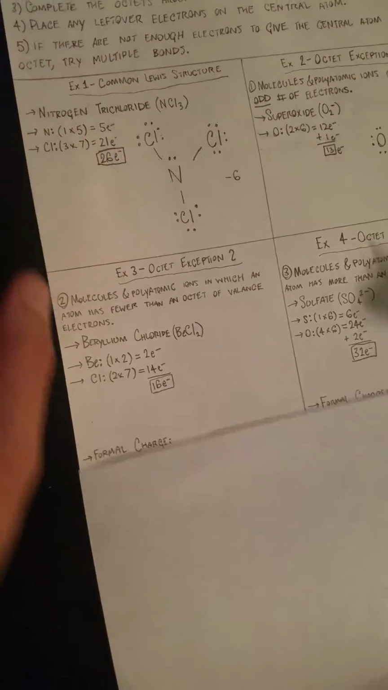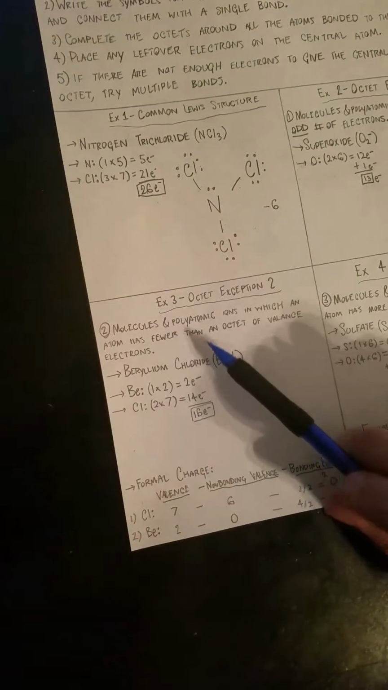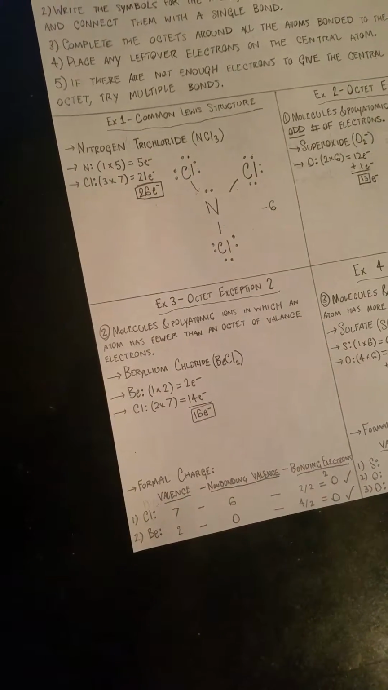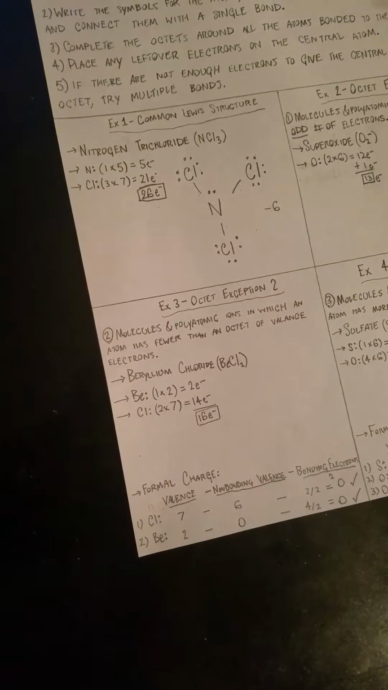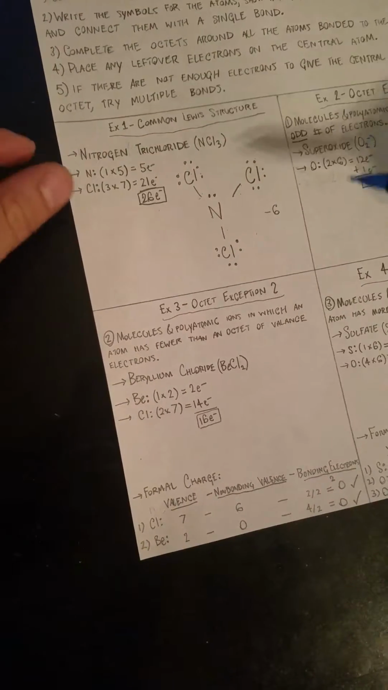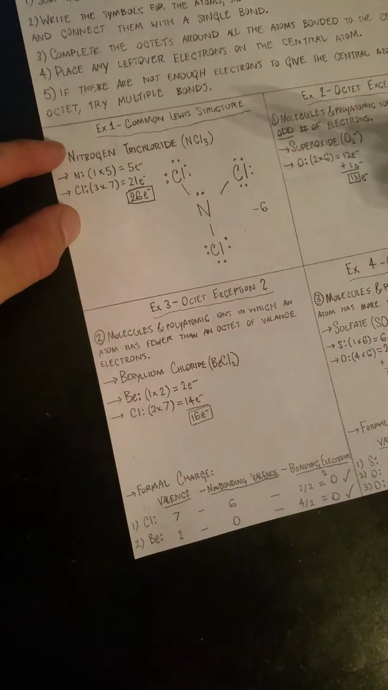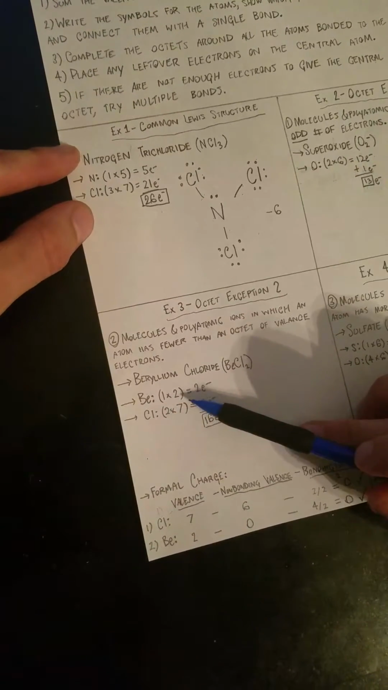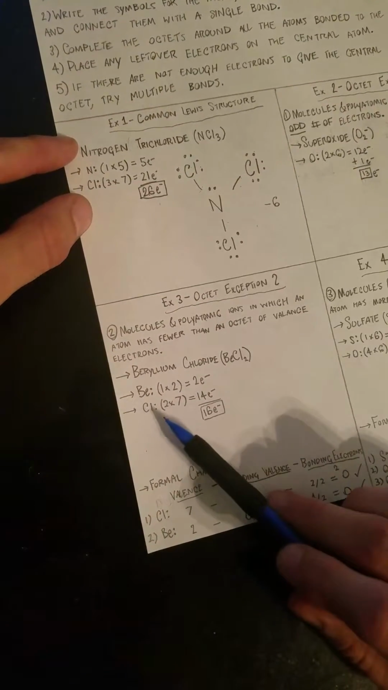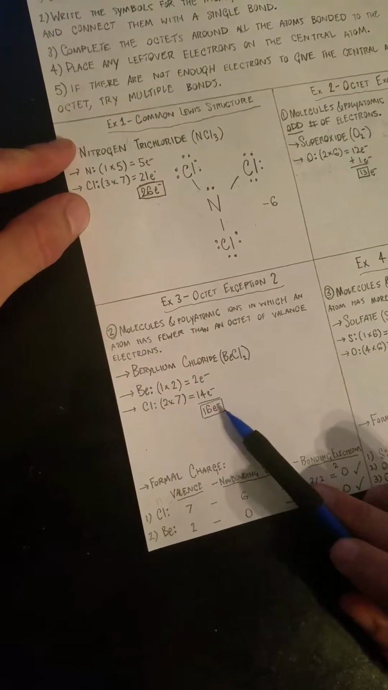Alright, the second exception that we're going to go over states that there are molecules and polyatomic ions in which an atom has fewer than an octet of valence electrons. For this, we've chosen the example beryllium chloride, BeCl2. If we sum those up, which I have, beryllium 1 times 2 gives us 2, and for chlorine 2 times 7 gives us 14, for a sum total of 16.